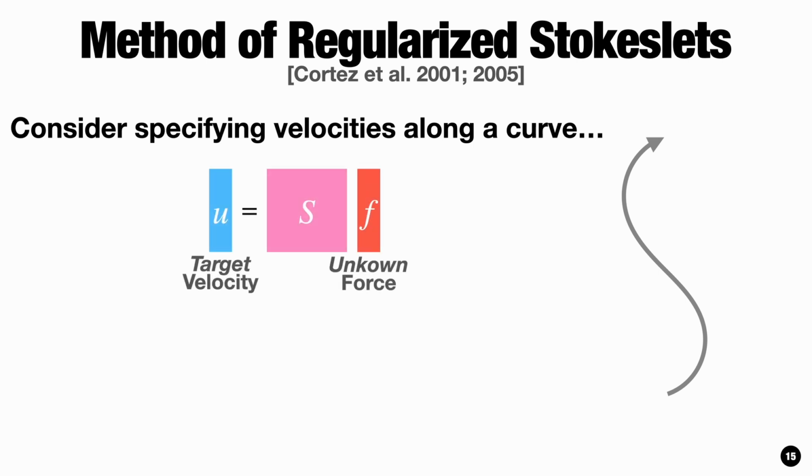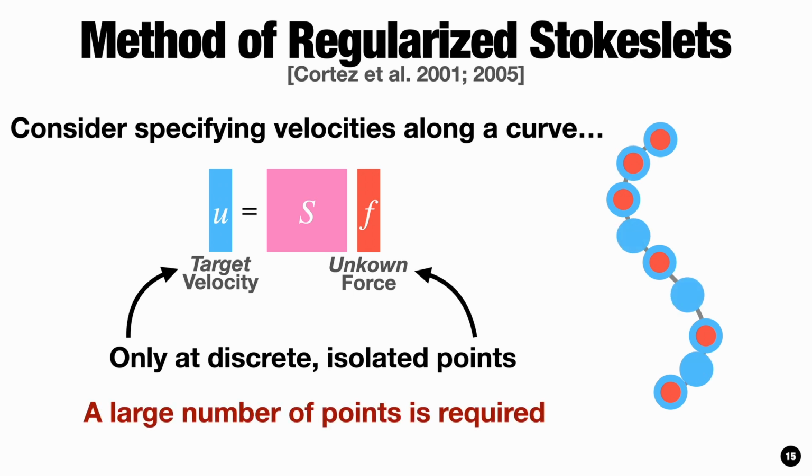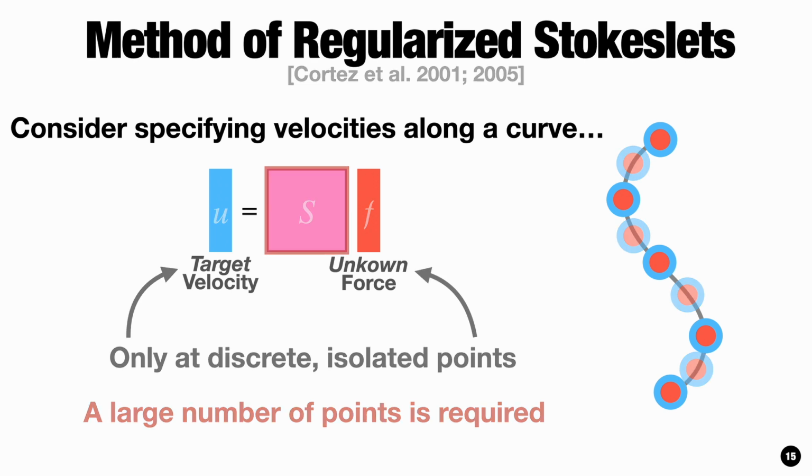Even in such a case, if we use the method of regularized Stokeslets, it concentrates forces only at discrete, isolated points. Moreover, we only try to match the given velocities specified at those isolated points. For velocities to match the target velocities along control curves, this means that we need a large number of points. When the number of points increases, the size of the matrix S to be inverted increases, making the method impractical.